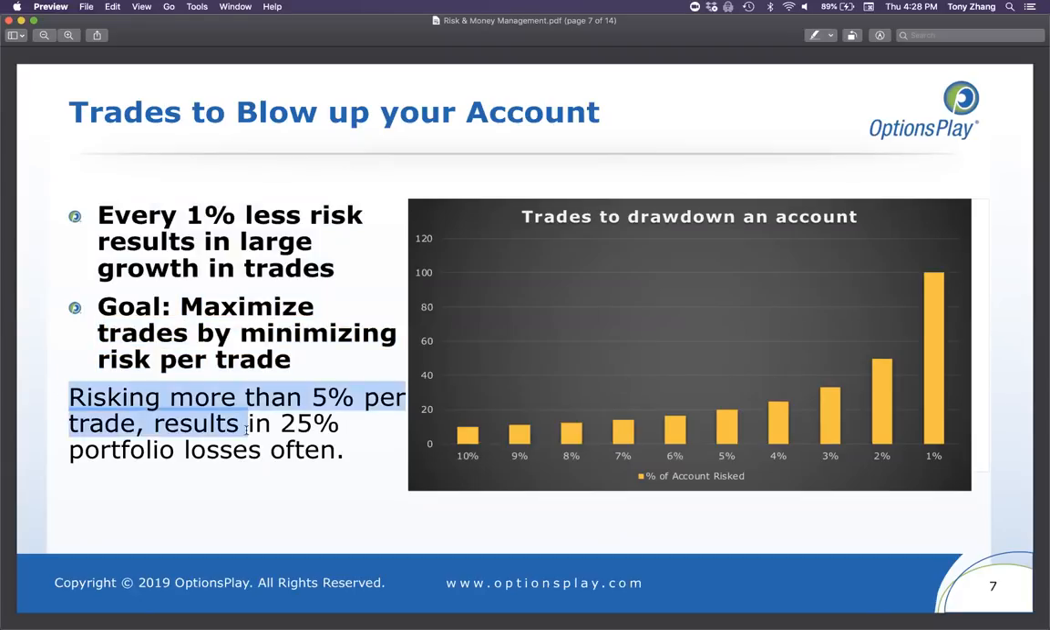As you can see, if I'm risking anything more than 5% of my account per trade, this will result in 25% portfolio losses quite often. So we said that we want to make sure that we don't exceed 25% losses in our total portfolio at any one time. So if we're risking 5% of our portfolio per trade, you're going to see 25% losses in your portfolio somewhat often. It might happen a few times a year. So keep that in mind when you think about how much of your portfolio you're risking per trade and what does that impact to your bottom line at the end of the day.